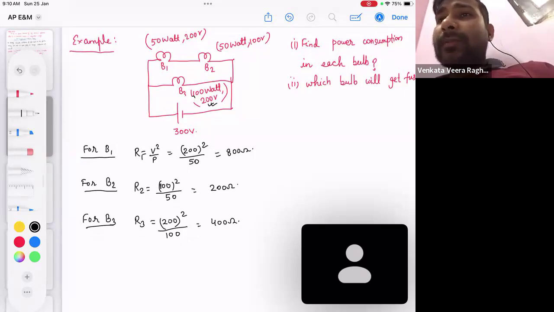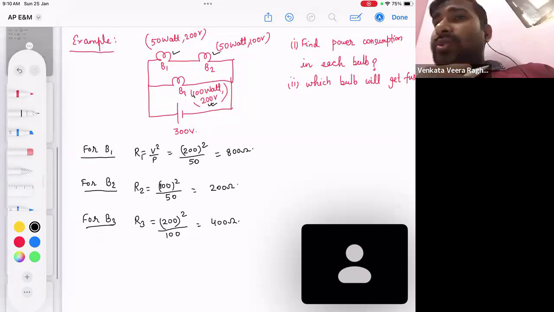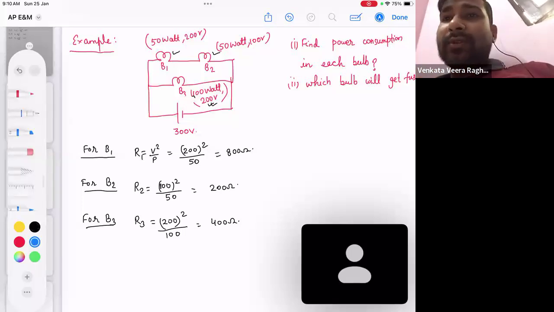So the upper branch has what equivalent resistance? 800 plus 200, 1000, na? Tell me, B1 and B2 will give me what equivalent resistance? 800 plus 200, that means 1000. And the lower branch B3 will give me what resistance? 400.